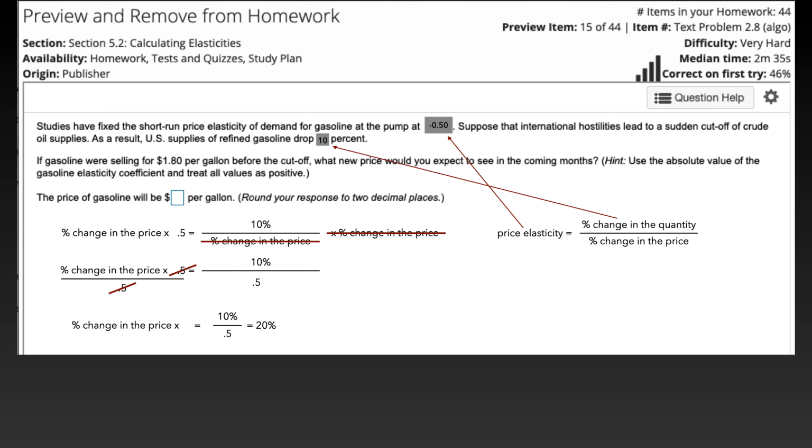We want to find out what the new price is going to be. So what we have to do is take the original price and multiply by the price change. The price change is going to be 20%, so we have the original price multiplied by 0.2. 0.2 times 1.8 will give us the new price. So $1.80 plus 36 cents will give us a new price of $2.16.